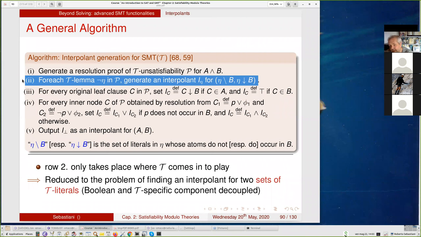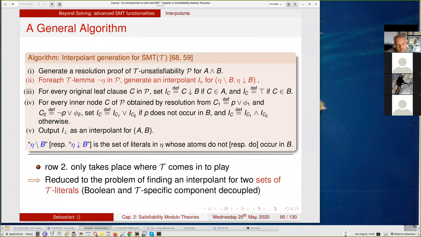Okay? And then after that, you apply simply the algorithm that we have seen, right? So for every original leaf clause, we compute the projection of P if C belongs to A. Otherwise, we map into false if C belongs to C. Okay? So substantially, for every theory lemma, we substitute an interpolant, well, the negation of the interpolant, of course, because this is a valid negation of an interpolant for the conflict set, okay?